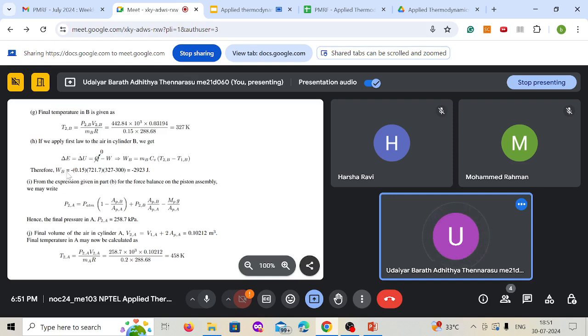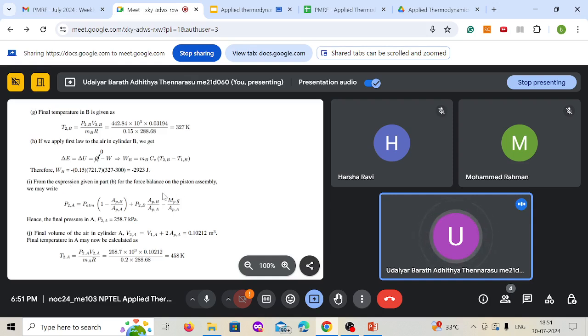So you see the work is negative because the work is done on cylinder B. So you are compressing the cylinder. If you see, your final volume is 0.03195 and initially it was 0.0394. So because of heat supplied in cylinder A, your cylinder B is getting compressed. So your work is negative. So that is minus 2923 joules.